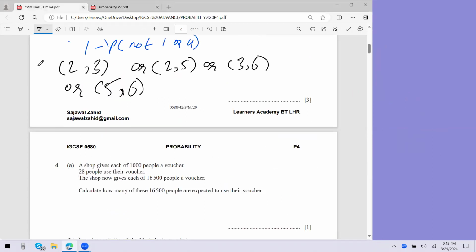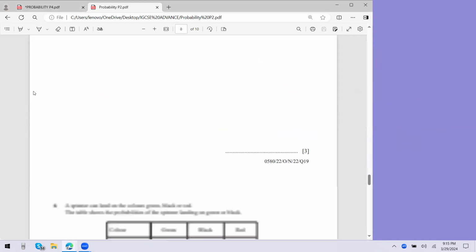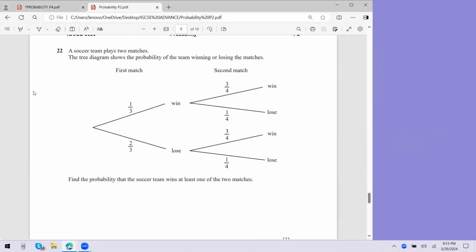Okay, this question is finished. We need to do one more P2 question. That's the tree diagram. I wanted to do that. This one. You can read the question, we start in 30 seconds.